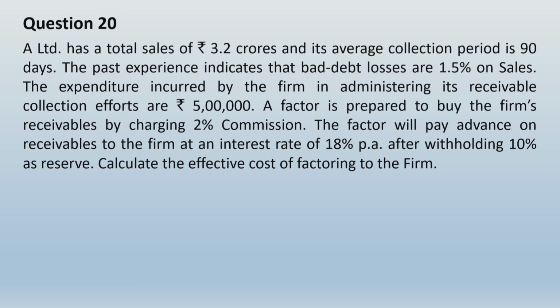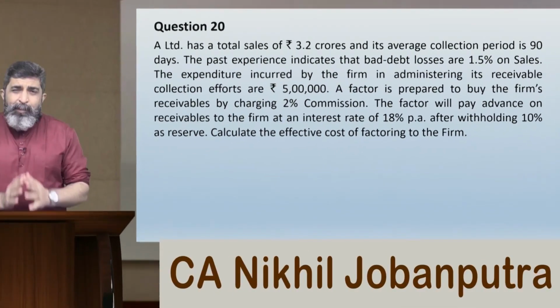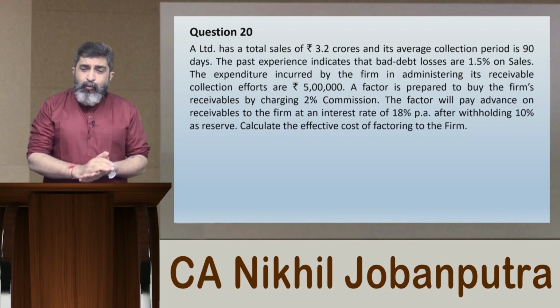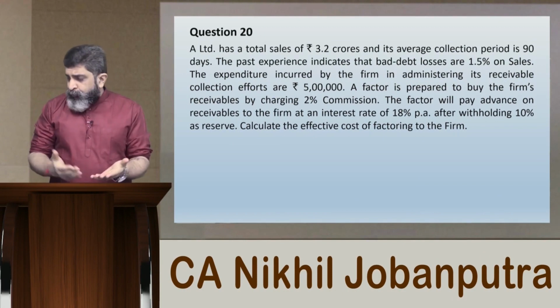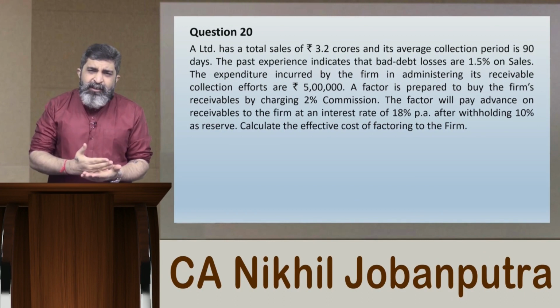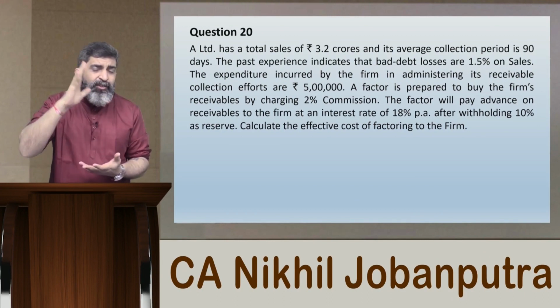A factor is prepared to buy the firm's receivables by charging 2% commission. The factor will pay advance on the receivables to the firm at an interest rate of 18% per annum after withholding 10% as reserve. Calculate the effective cost of factoring to the firm. So friends, when you are reading this question, what you need to typically understand is that one particular line given over there. It says a factor is prepared to buy the firm's receivables.